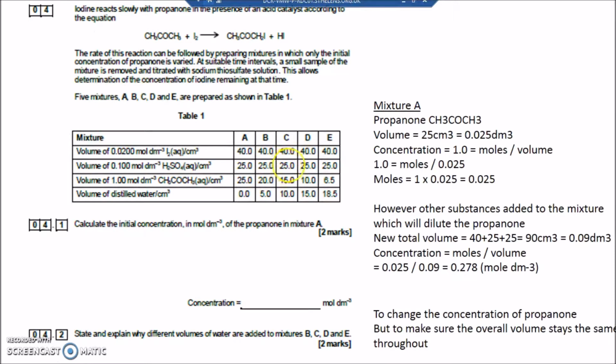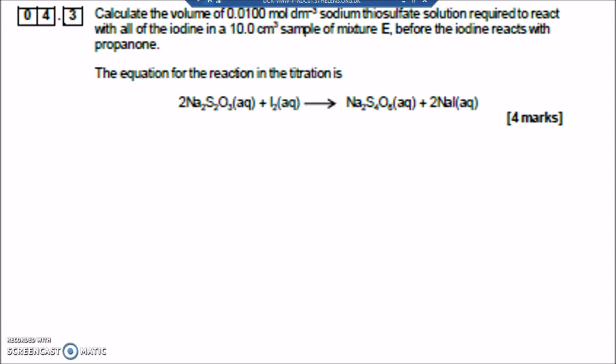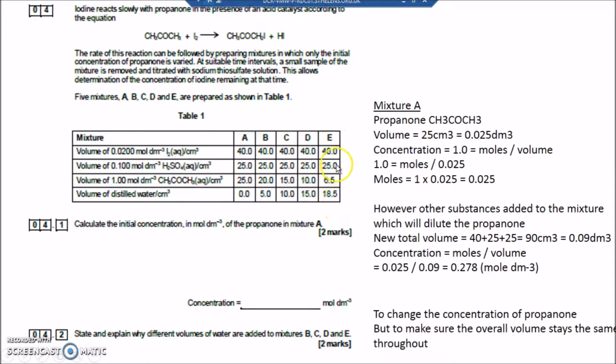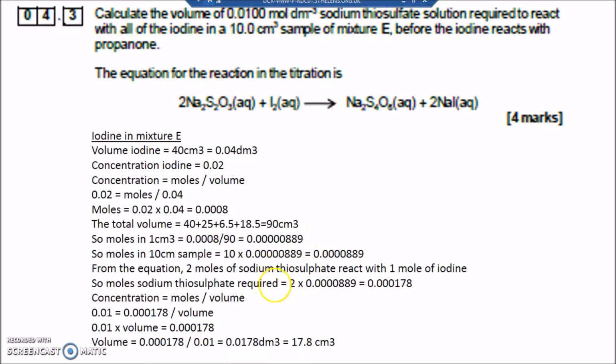Now then, the total volume is 40, add 25, add 6.5, add 18.5. That's the total volume of the mixture of E, which is 90 centimeter cubed. So I've got 0.0008 moles of iodine in 90 centimeter cubed of mixture. It says I'm going to take a 10 centimeter cube sample of the mixture. So if I've got 0.0008 moles of iodine in 90 centimeter cubed, I've got to work out how much iodine I've got in 10 centimeter cubed. So divide by 90 and then multiply by 10. So I have 0.000889 moles of iodine in a 10 centimeter cube sample of mixture E. Instead of 90 centimeter cube total, I've now worked out how many moles I've got in a 10 centimeter cube sample.